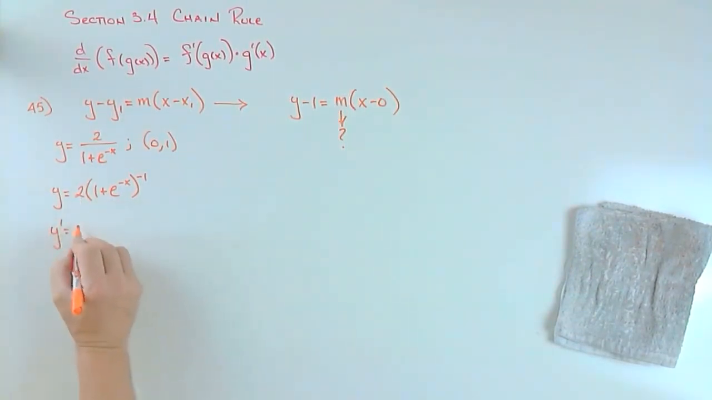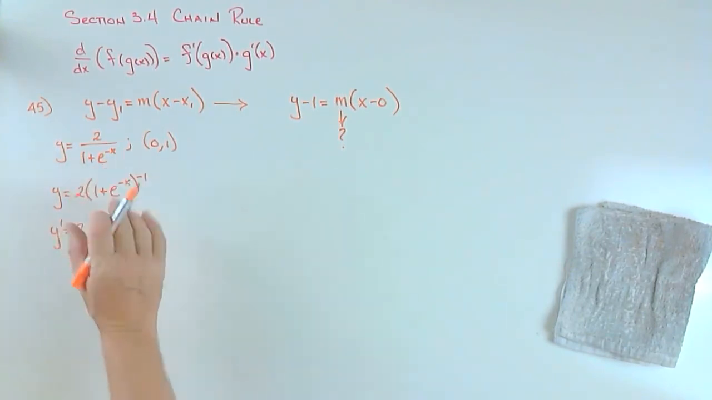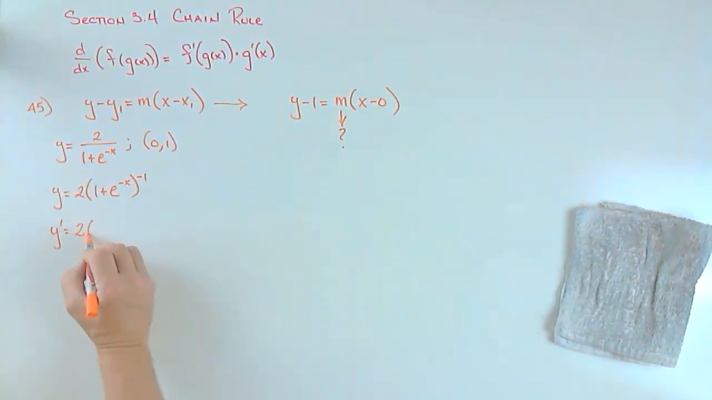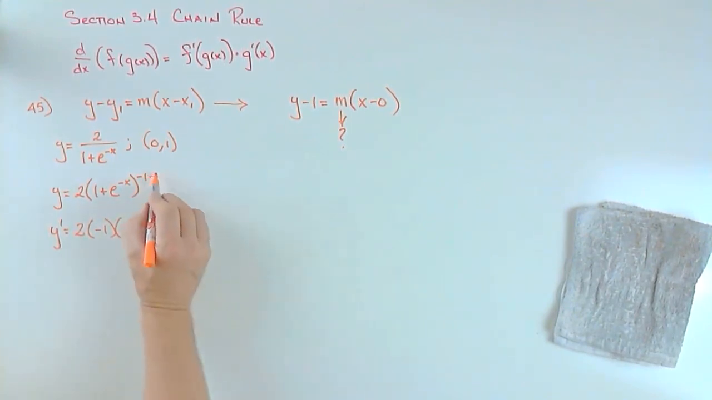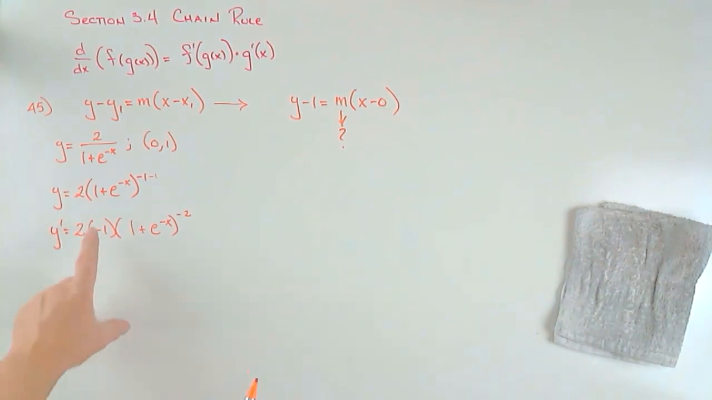I have a constant, so that stays. I have somebody to a power, right? That's how we say it. We have an inside function to a power. What do you do with the power? You bring the power down. Perfect. What's your new power going to be? Well, you subtract 1. So that's going to be minus 2. But then remember, you have to take the derivative of what's inside.